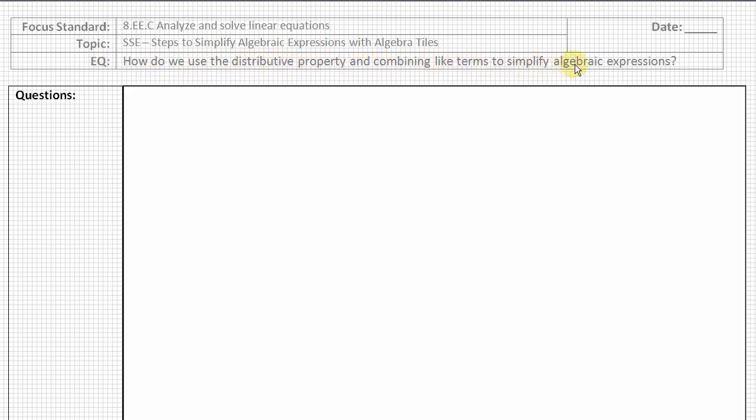Our essential question for today is, how do we use the distributive property and combining like terms to simplify algebraic expressions? Please take a moment, pausing the video if you need to, to set up your header, your question column, and your note column, and resume the video when you're ready to begin.